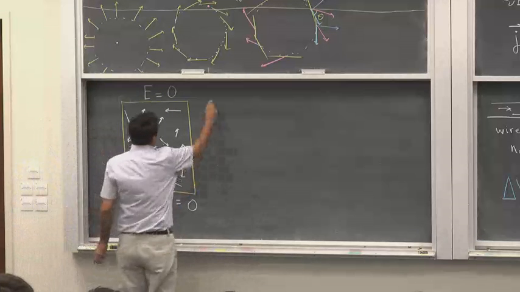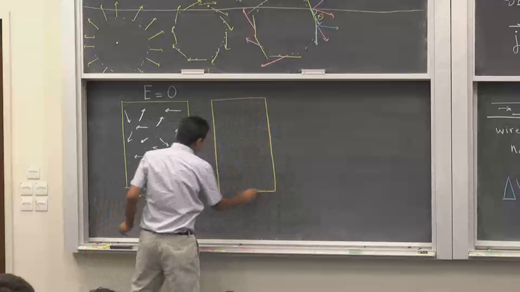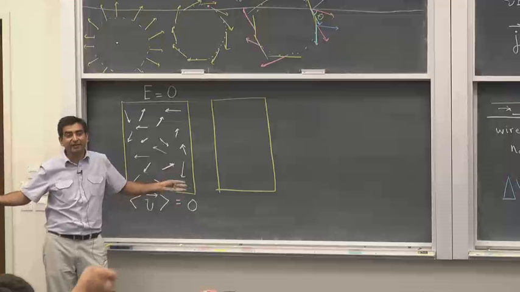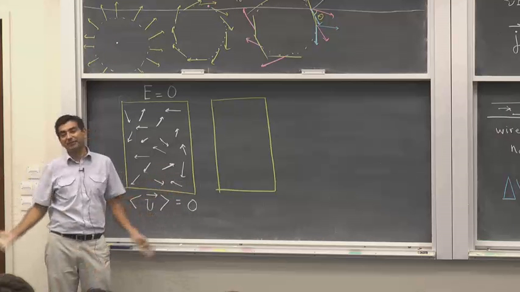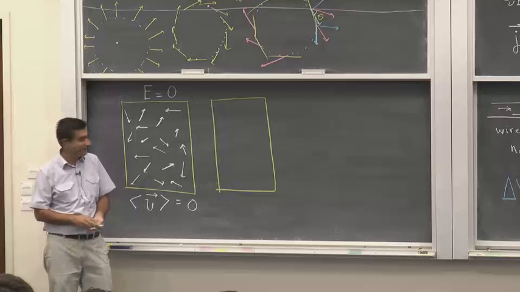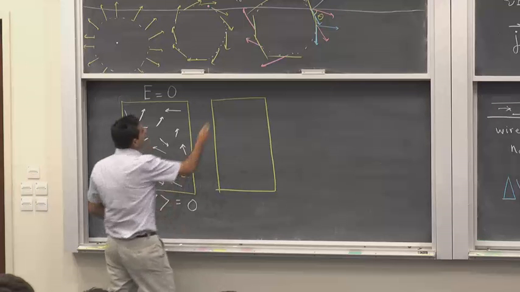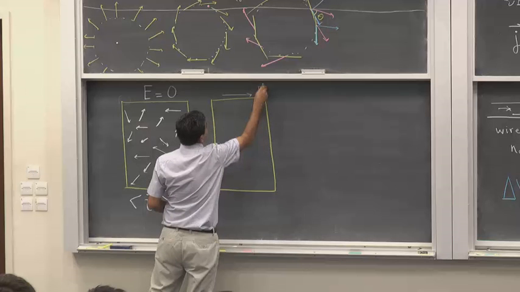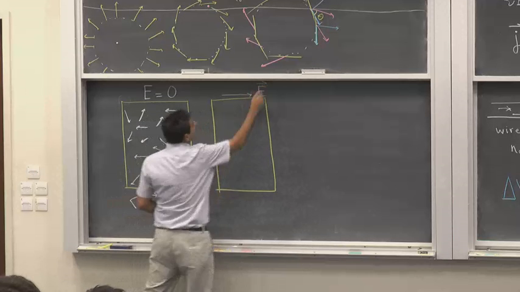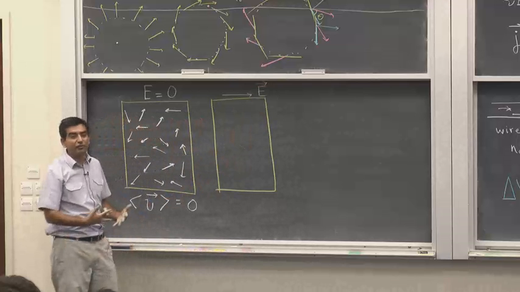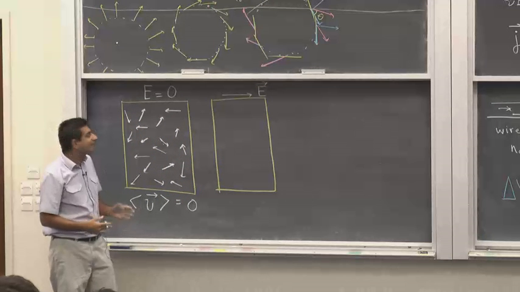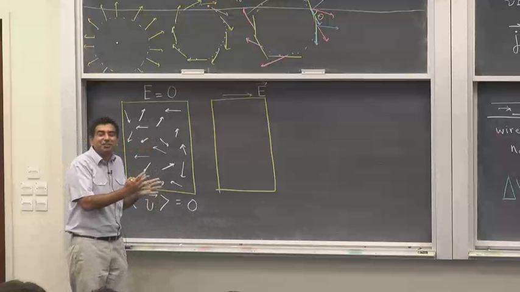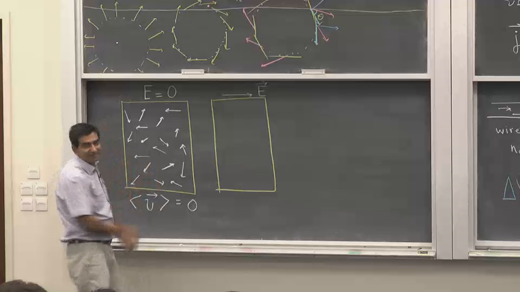Now we take the same metal and remember that none of these electrons is static. Each electron is moving at an exceptionally high speed of 1% of the speed of light at room temperature. Higher the temperature, higher will be the speeds. Okay, remember that. Now we take the same metal and apply an electric field in this direction. Now what's going to happen is that each of these electrons is going to experience a force towards the left.